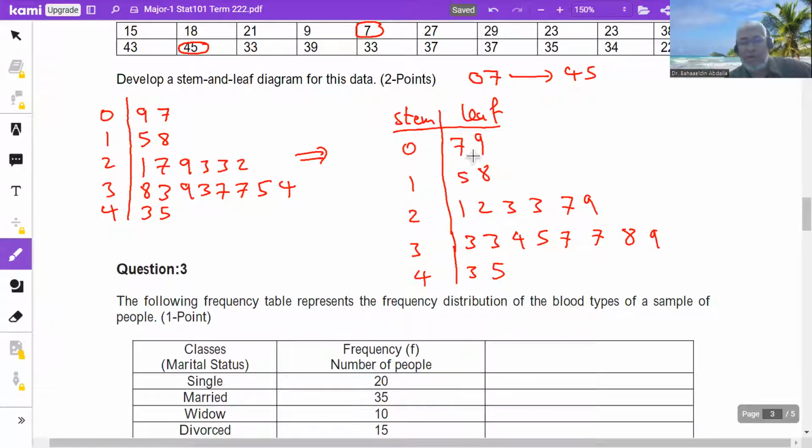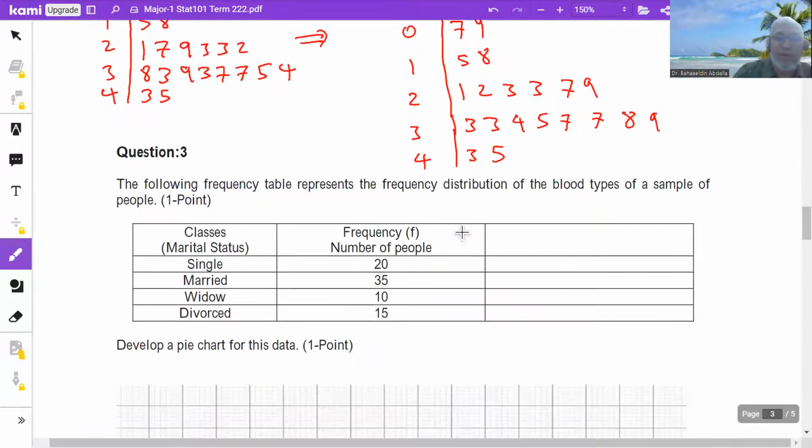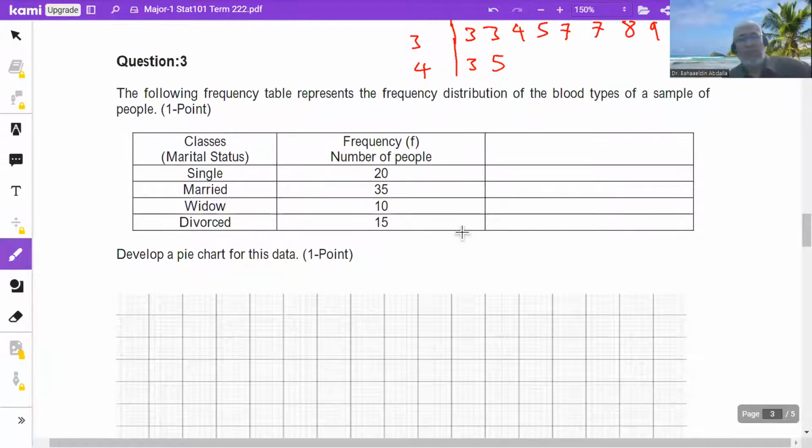To make sure, you can check that the sum of these leaves is 20. So 2 plus 2, 4. And here 6, this is 10, 2, 4. This is 8, 2, 10. So 10 plus 10 is 20. So this would be the correct answer.